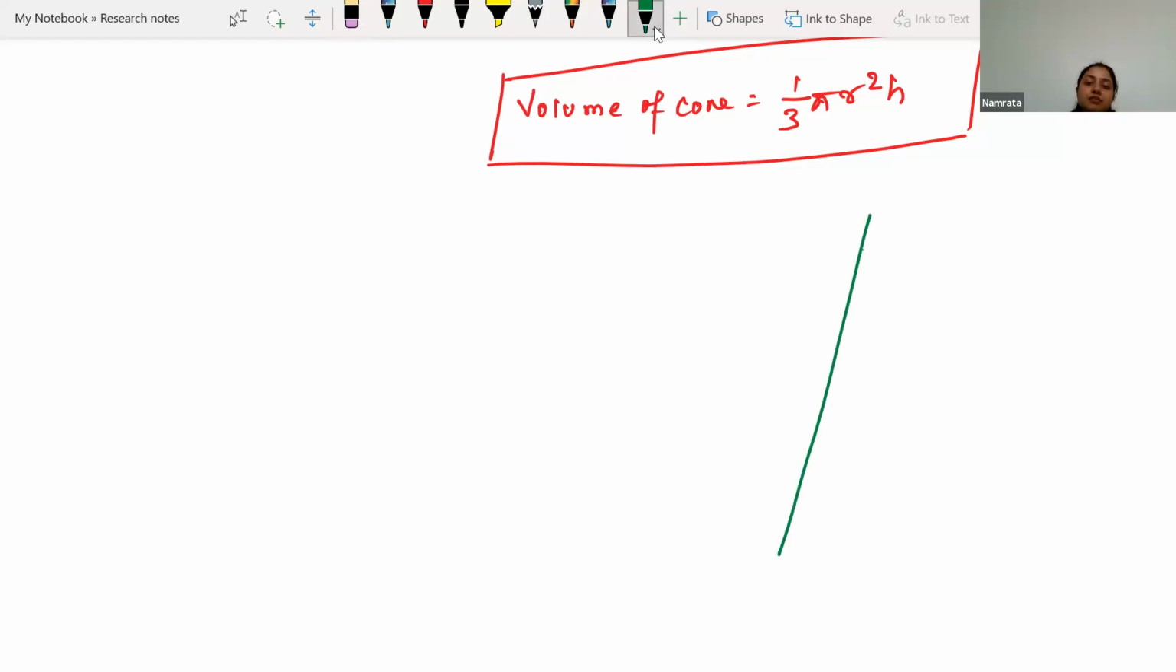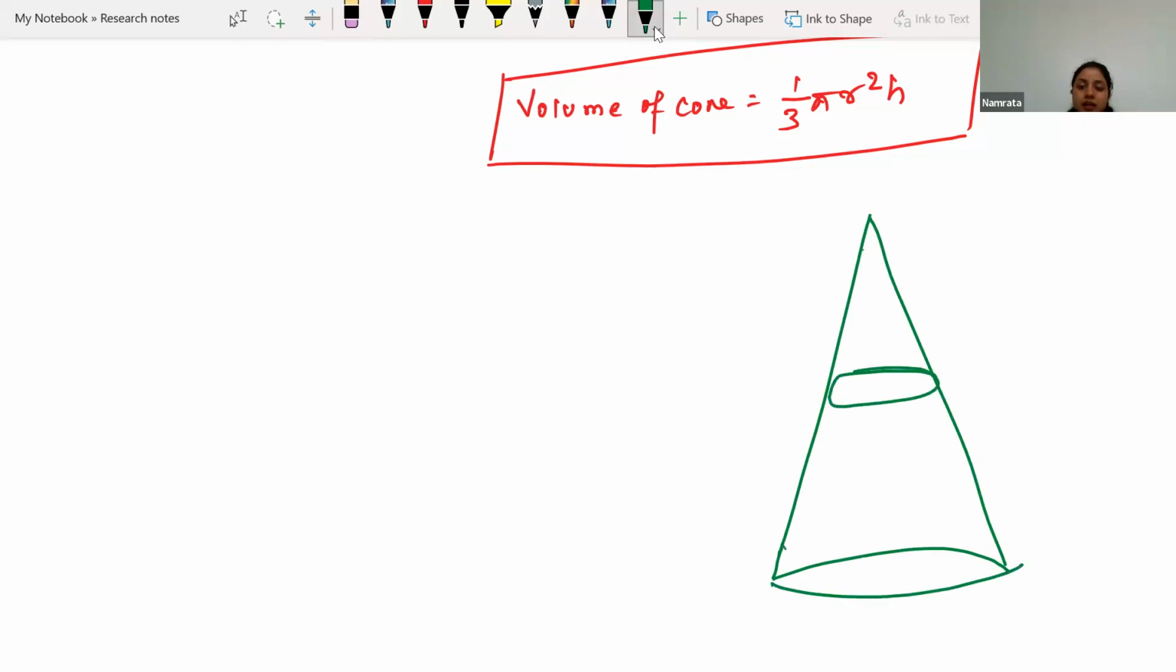Whenever we have a cone like this and cut parallel to the base, getting one more cone, this is the height and this is the radius. For the bigger one, this is the height and this is the radius. Both height and radius for the bigger and the smaller one are different.